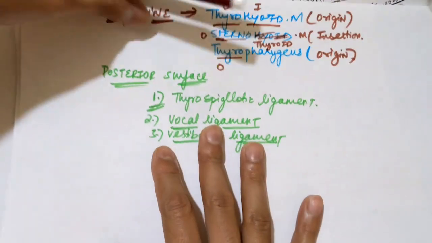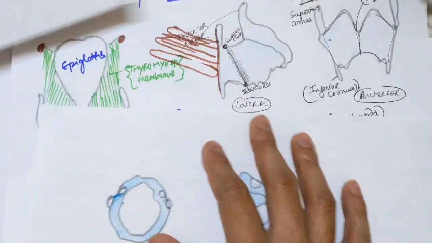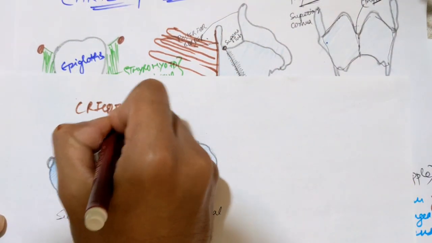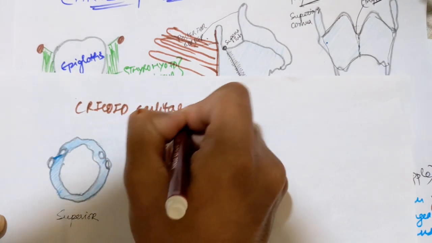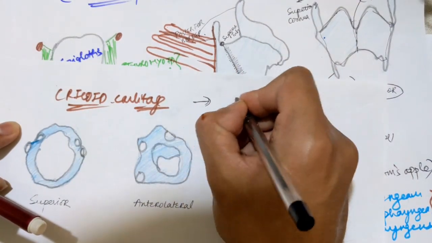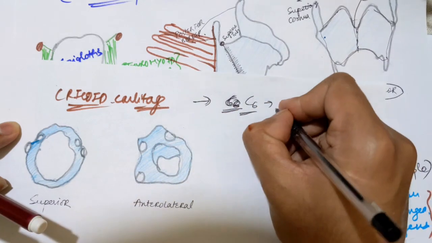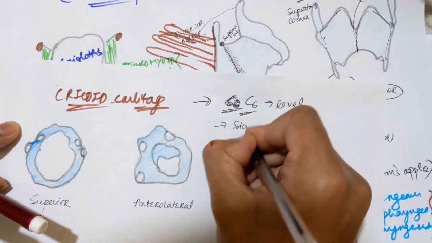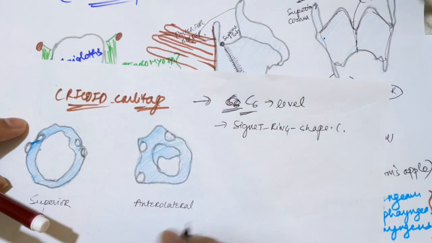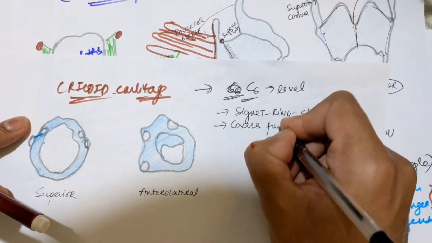Now let's move on to our cricoid cartilage. So this is your cricoid cartilage. Some characteristic features: it is present at the level of your C6 vertebra, just above your trachea, the ending level of your larynx, and it is a signet ring shaped cartilage. It covers the full lumen of the larynx.